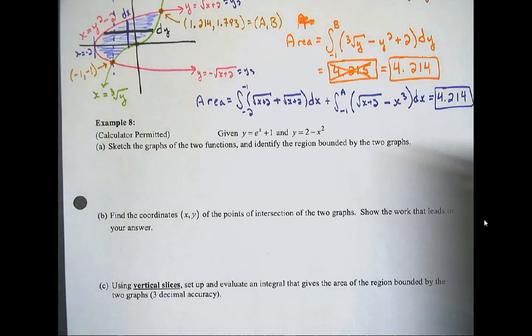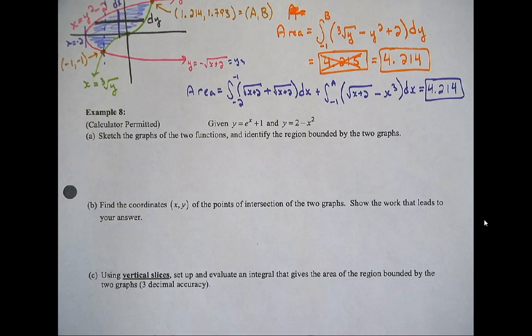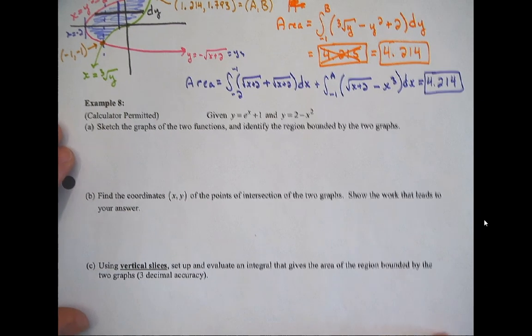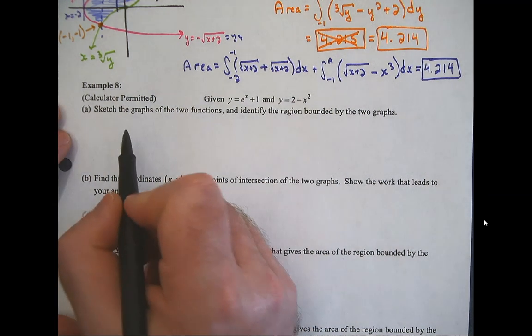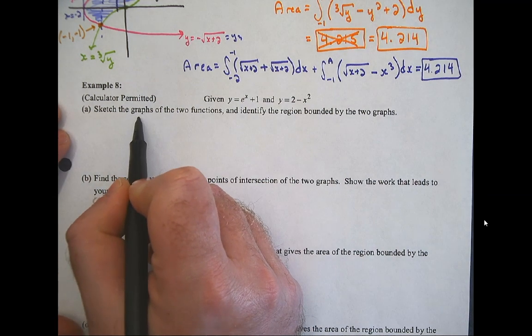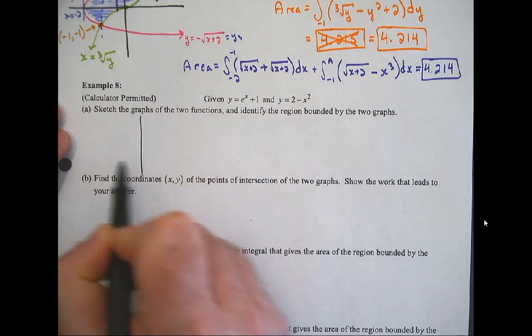Either way works. Okay, let's see if you can try this. This whole next part you should be able to do on your own. See if you can do it. All right, so sketch the graph of the two functions and identify the region bounded.